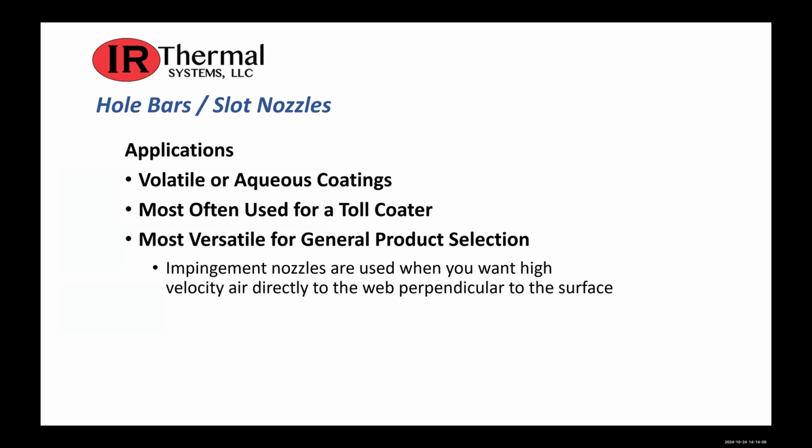Like I said, this is pretty much a standard type of dryer, so it can be used for both volatile or aqueous coatings. You'll see these on toll coaters because they're required to run different products from across the converting industry. They're very versatile for general product selection, and the impingement nozzles are used when you want high or low velocity, but specifically directed perpendicular to the surface of the web.